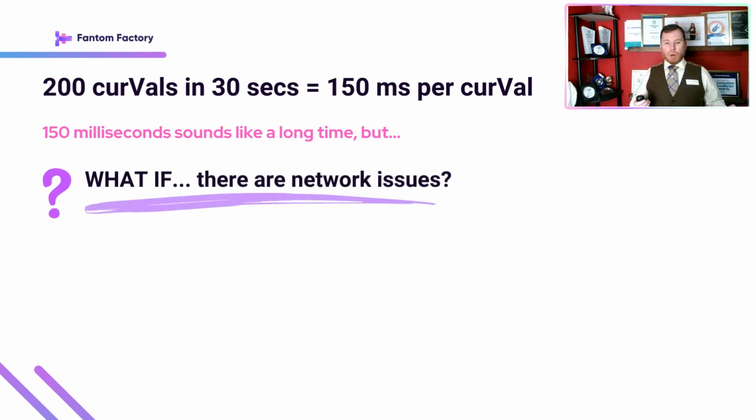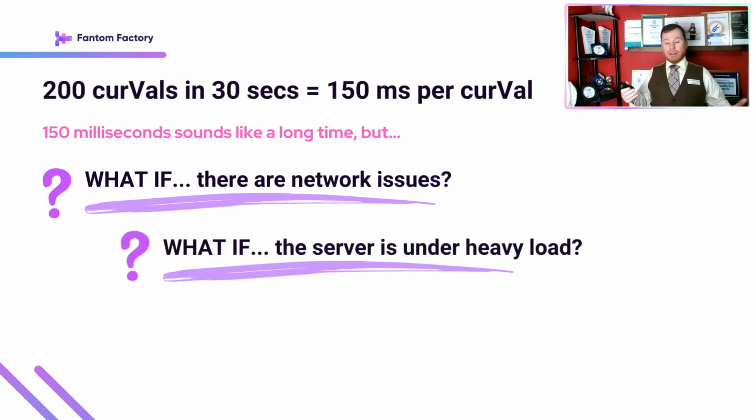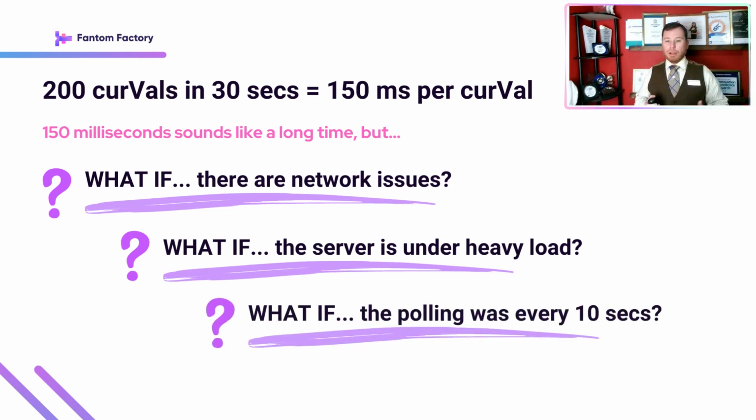But what if there are network issues? What if our request response takes longer than 150 milliseconds? What if the server is under heavy load? And this is not just the SkySpark server, which we have control over, but we could be the cloud server that we have no control over. Maybe that's got a lot of incoming network traffic. Or what if we were to reduce our polling time down to 10 seconds?